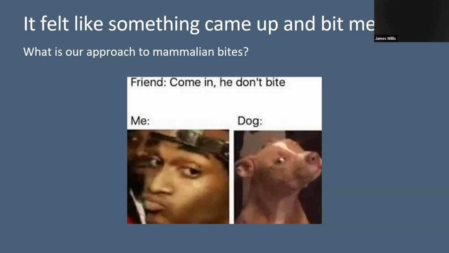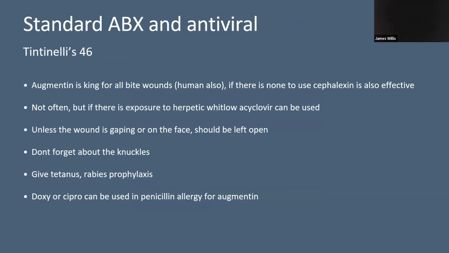Hopefully we all know. What is our approach to mammalian bites, specifically canine or human bites? What are some big words that pop into our heads for this? What kind? Yeah, that's a good one. Good place to start. So the standard antibiotics, and in some cases antiviral treatments, we'll talk about a little bit when we're thinking of mammalian bites.